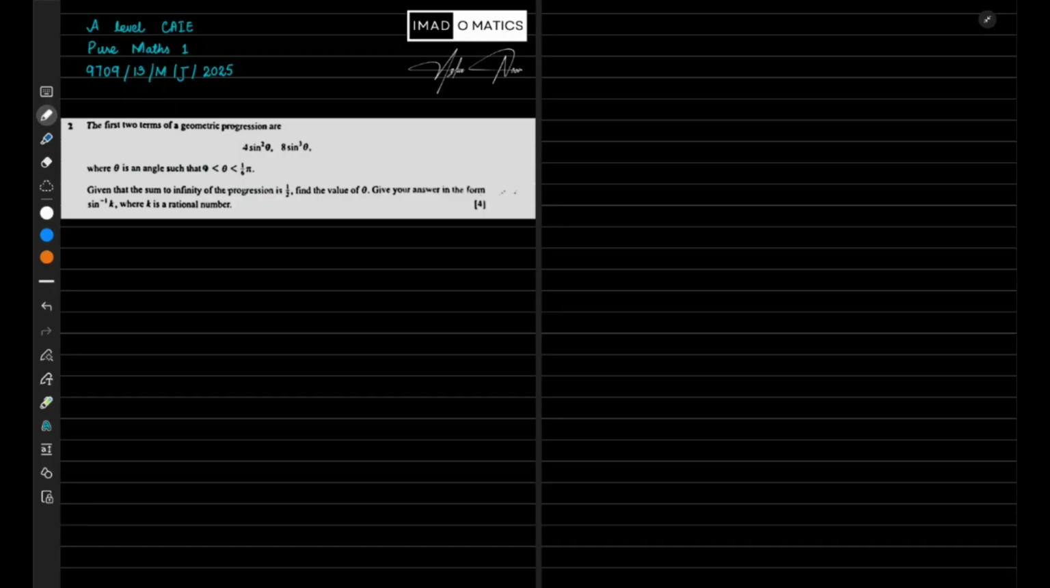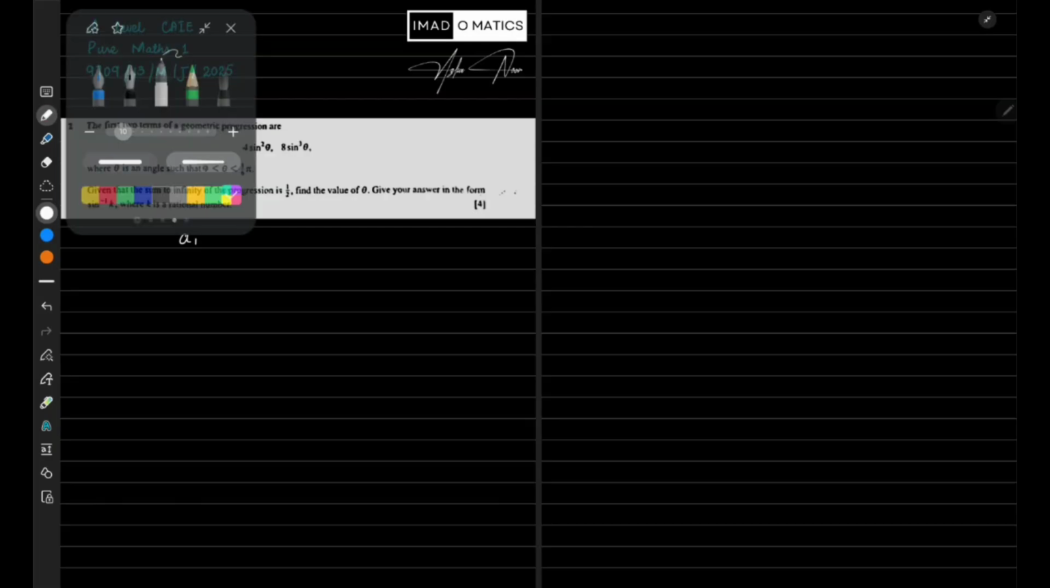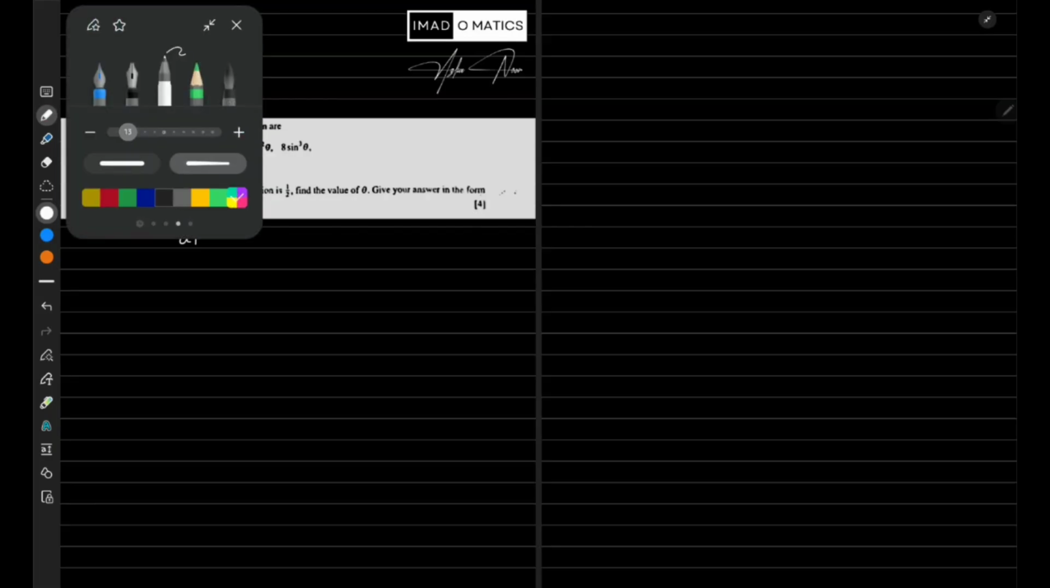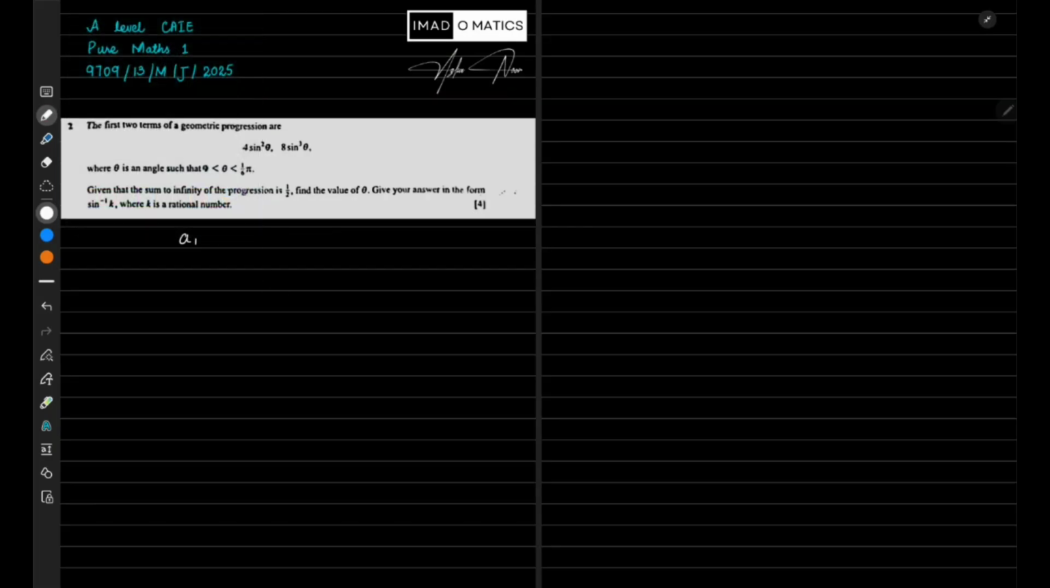Question 2 says the first two terms of a geometric progression are 4 sine square theta, 8 sine cube theta. So that means this is A1 and A2, or you may call it U1 and U2. Okay, the first two terms. So side by side, I'm writing also. A1 is 4 sine square theta and A2 is 8 sine cube theta.